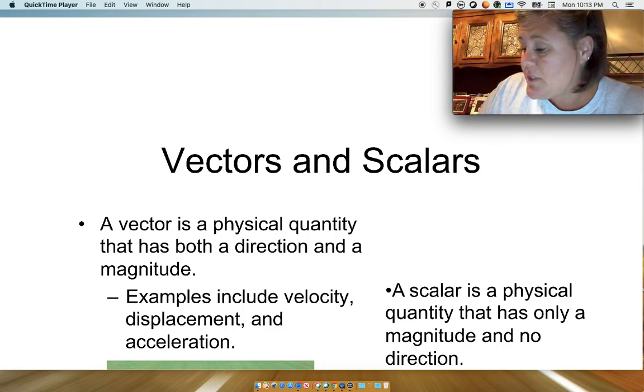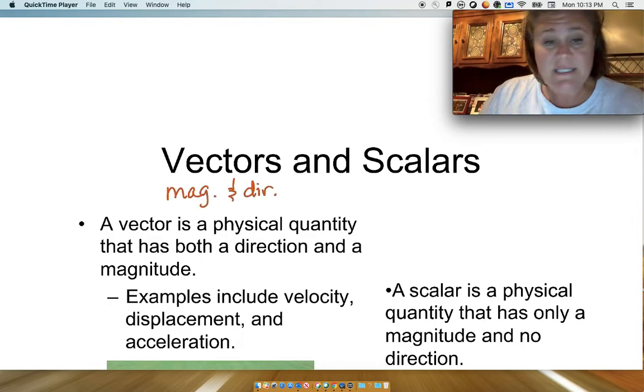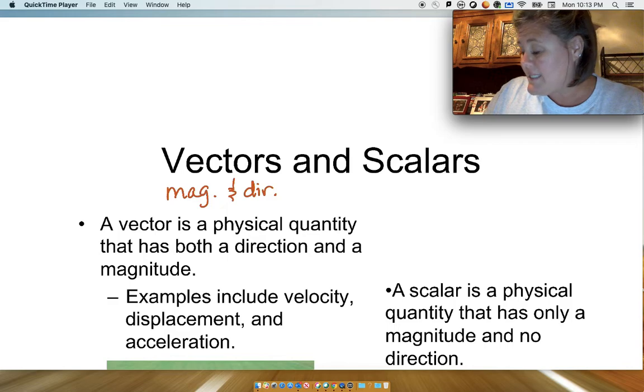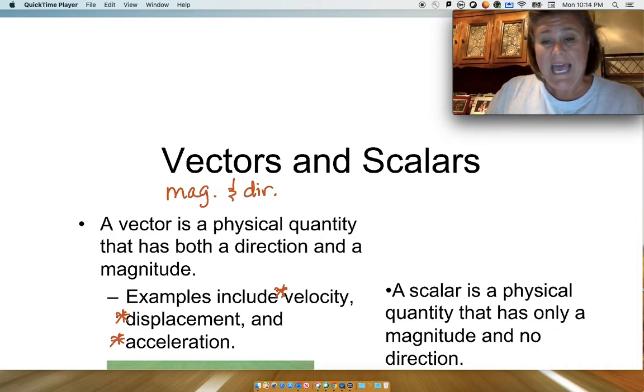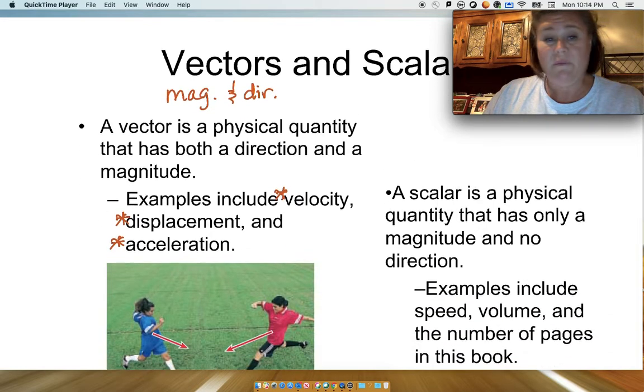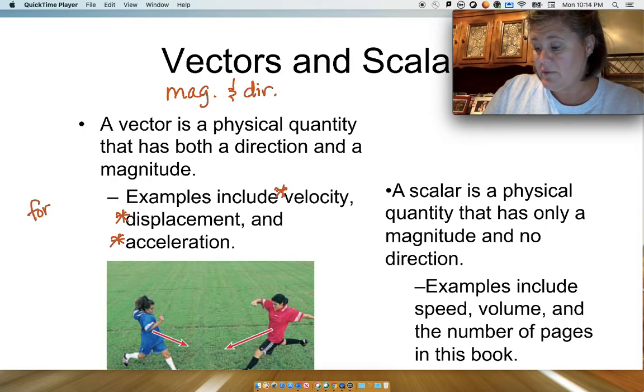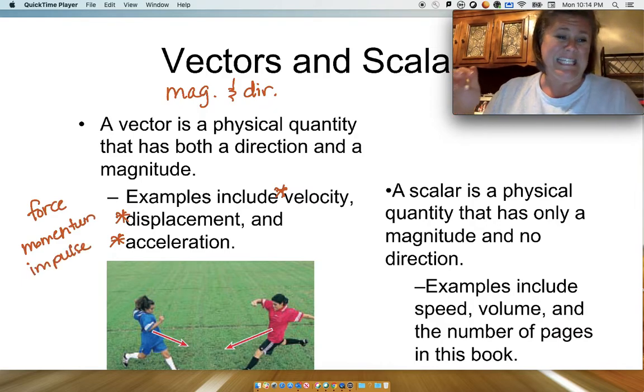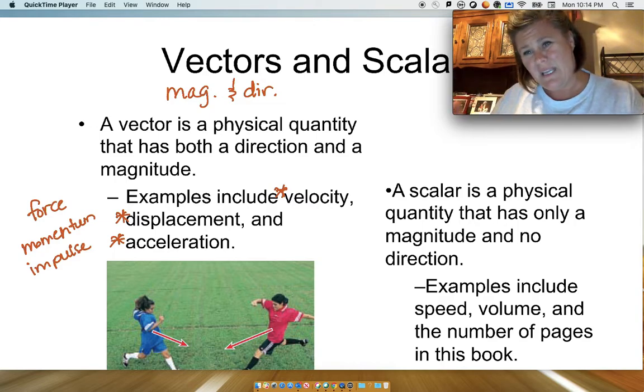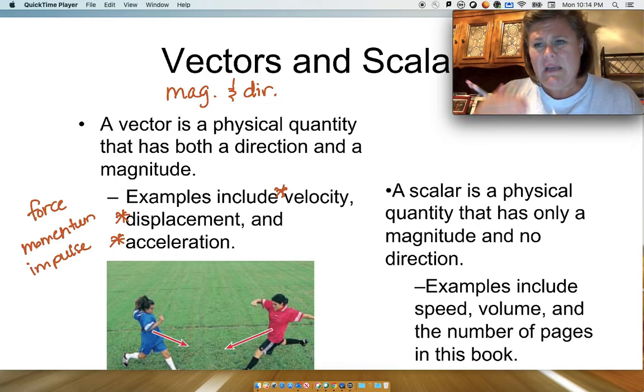So with vectors, remember they describe both magnitude and direction. Okay, and we've looked at several vectors so far. We've looked at velocity vectors, displacement vectors, and acceleration vectors. And we're going to look at more vectors. We're going to look at force vectors and momentum vectors and impulse vectors and electrical force vectors and magnetic force vectors. So vectors is a recurring theme in physics, okay?